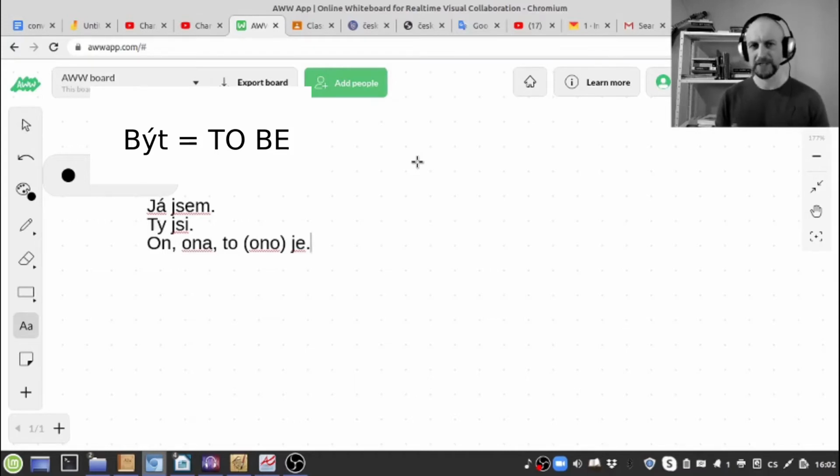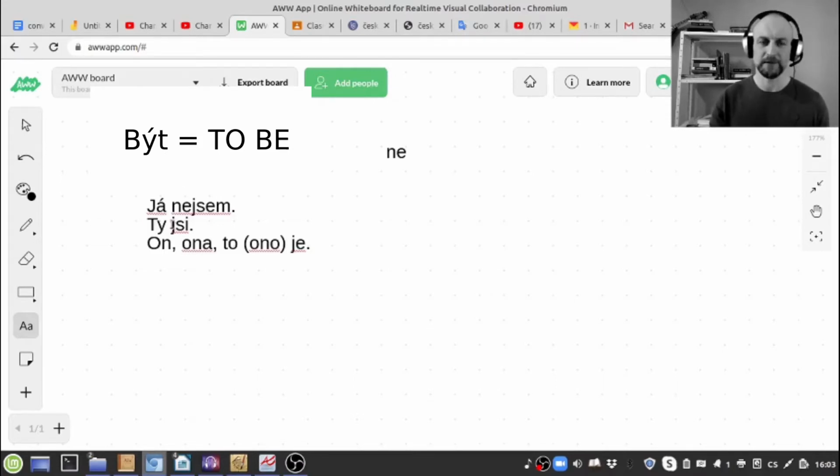In negative forms, it gets a little bit more complicated in the third form. We will get to that. So negative form is really easy here. You need a negative element, which is in Czech ne, and you add it to the present form of the verb. So you would say já nejsem. You make it one word. Já jsem, negative já nejsem.